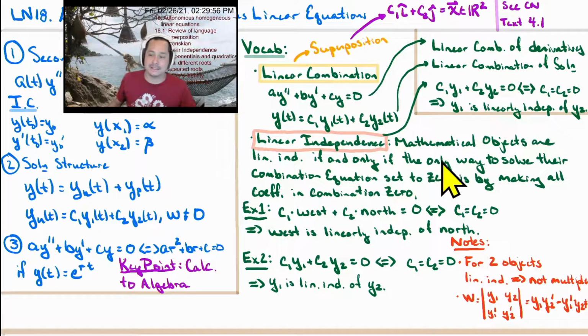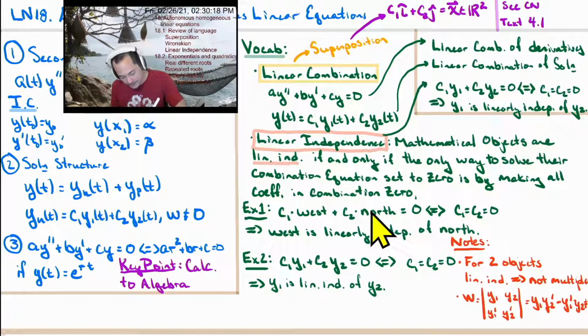Okay, so that next term is a term called linear independence. Linear independence is the following idea. Mathematical objects are said to be linearly independent if and only if the way to solve their combination equation set to zero is by making all the coefficients in the combination zero. Okay?